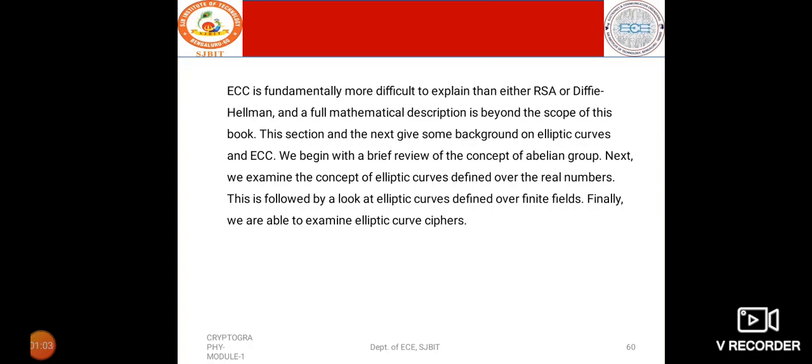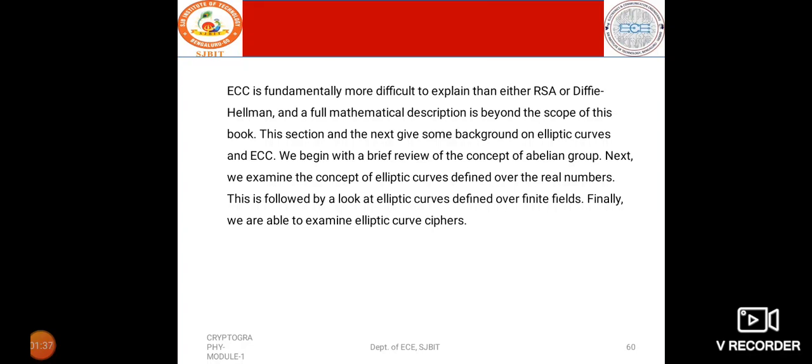On the other hand, although the theory of ECC has been around for some time, it is only recently that products have begun to appear and that there has been sustained cryptanalytic interest in probing for weaknesses. The confidence level in ECC is not yet as high as that in RSA. So elliptic curve cryptography is fundamentally more difficult to explain than either RSA or Diffie-Hellman, and a full mathematical description is beyond the scope.